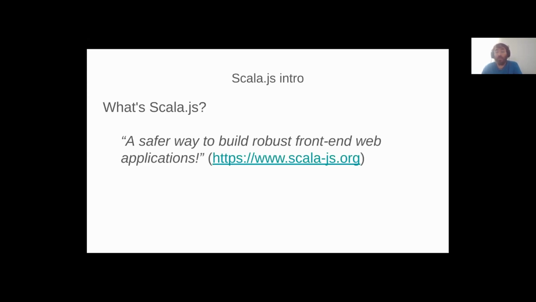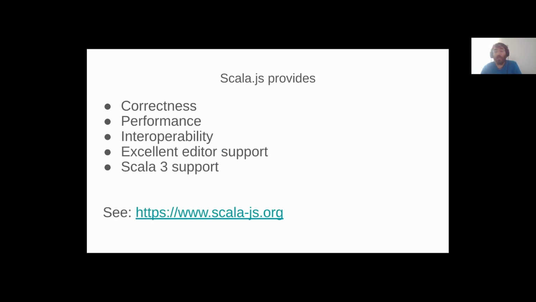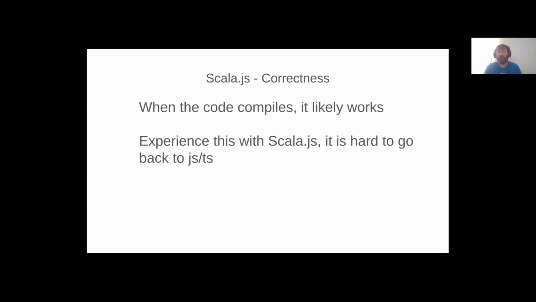So let me start with an introduction to Scala.js. If we visit the official Scala.js website, we'll read that it is advertised as a safer way for building robust front-end web applications, because Scala.js provides some key aspects like correctness, performance, interoperability, synchronized editor support, and it also supports Scala 3. Someone needs to update the website because this is not there, but it supports Scala 3 and it works pretty nicely.